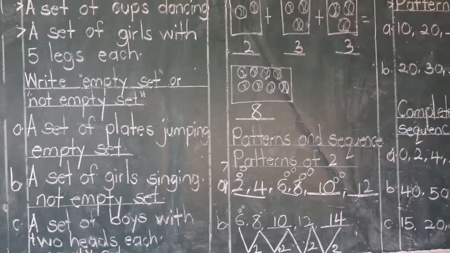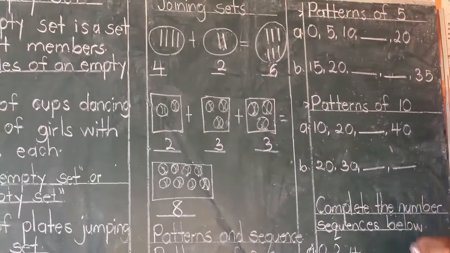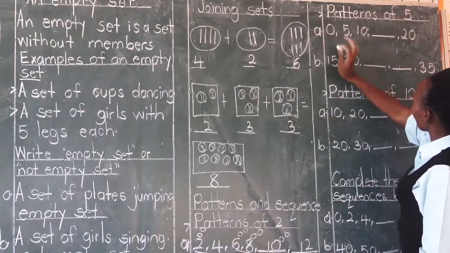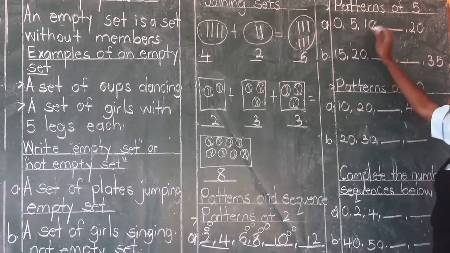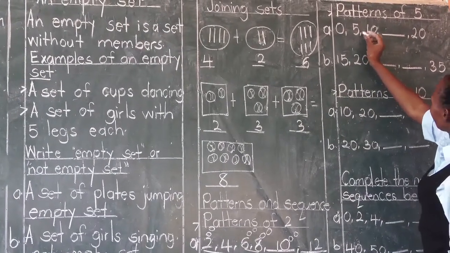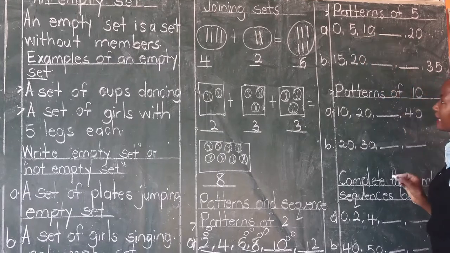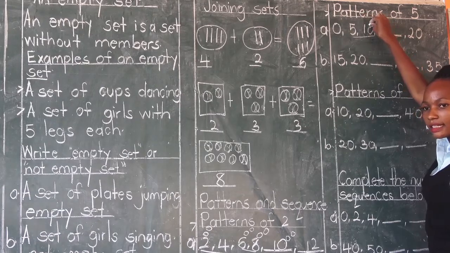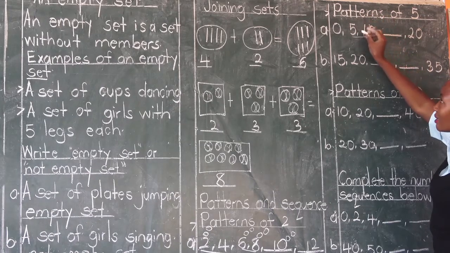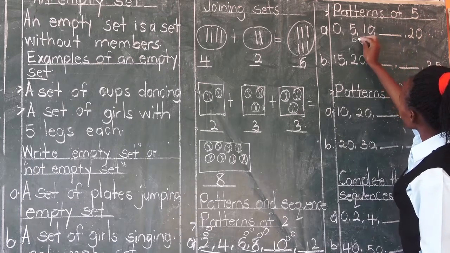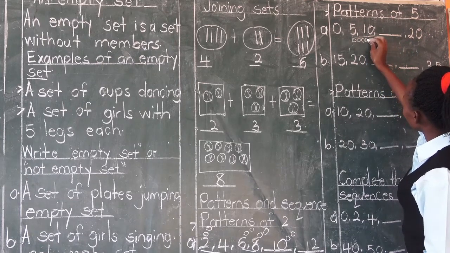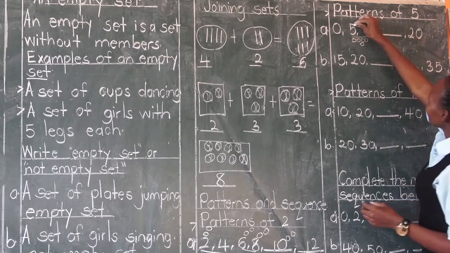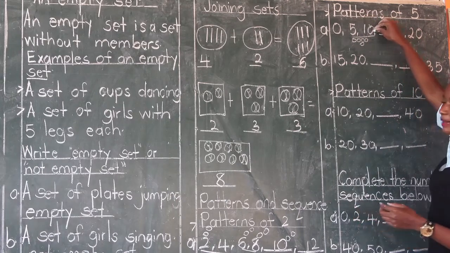Okay? Then let's look at patterns of 5. Here we are still going to choose two numbers and find the difference, to see how many they added. Let's take this one, 5 and 10. How many did they add on number 5 to get 10? Let's put our 5 in the head. 5, 6, 7, 8, 9, 10. Meaning that on 5 they added 5 to get number 10.